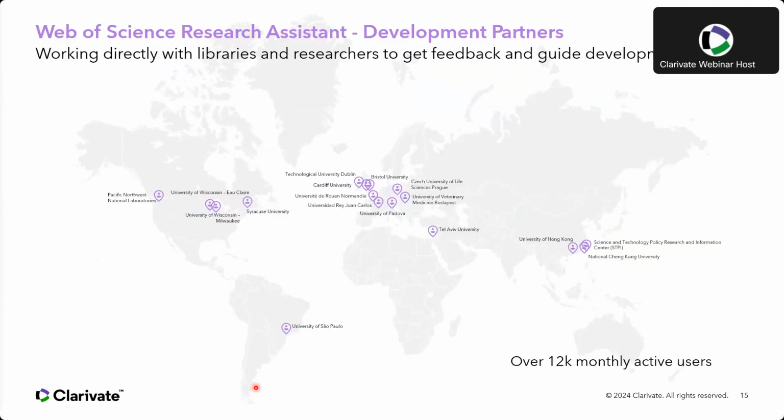Yeah, so these are our partners that helped us to build the Web of Science Research Assistant. We've been working directly with librarians, mainly, and researchers to get feedback on our development, and they guide us in developing the Research Assistant. And we gathered community input from several regions around the world to optimize the tool for different research use cases, right?